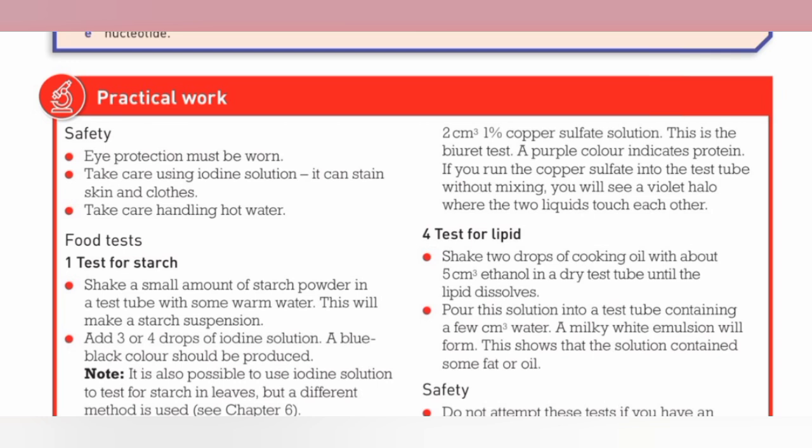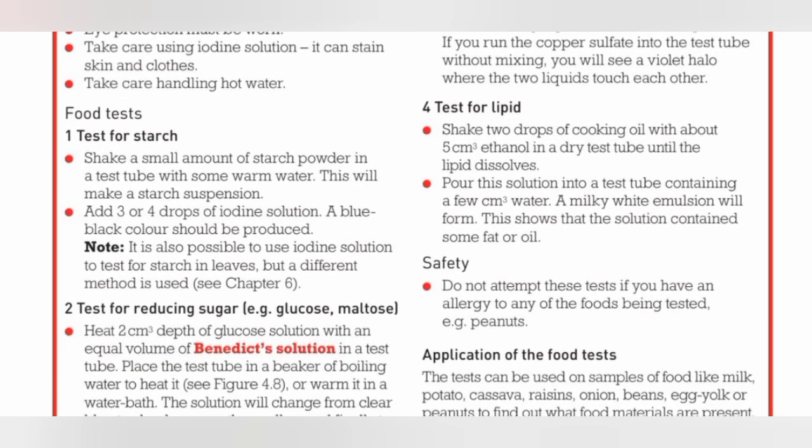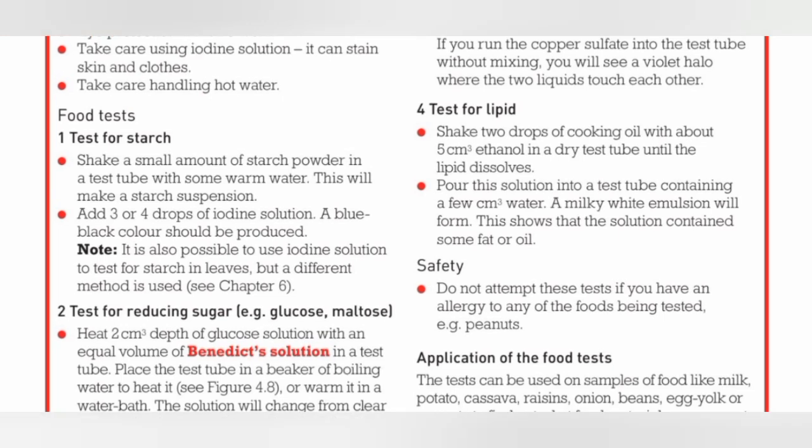So let's start. Firstly, we will discuss the test for starch. Starch is a complex carbohydrate that is commonly found in food like potatoes, rice, and bread. To test for starch, we use iodine solution. Now discuss the procedure for this.